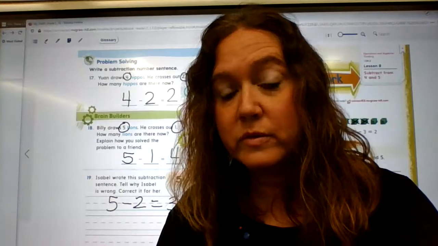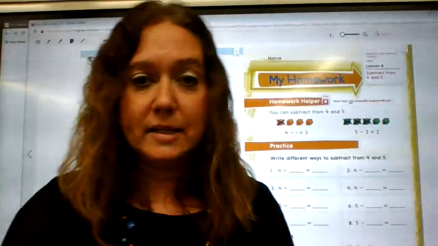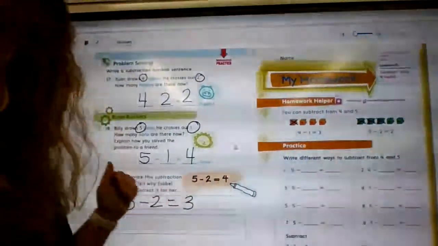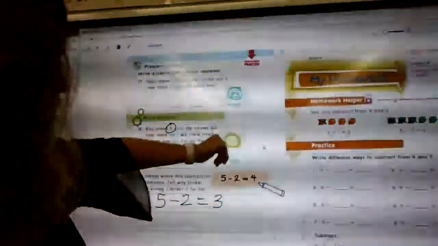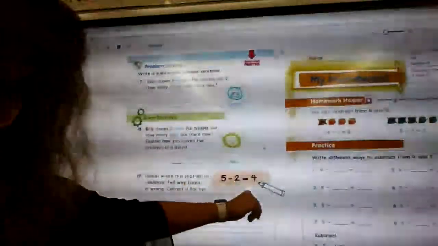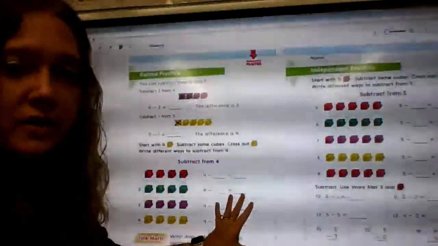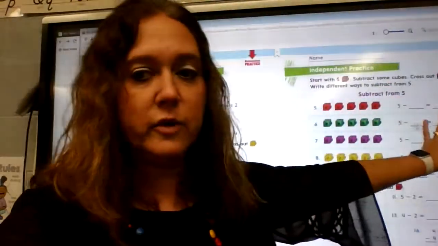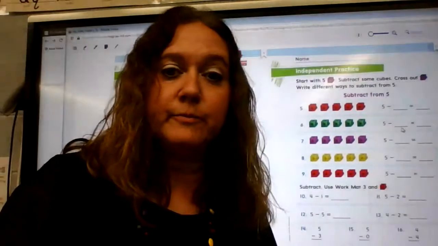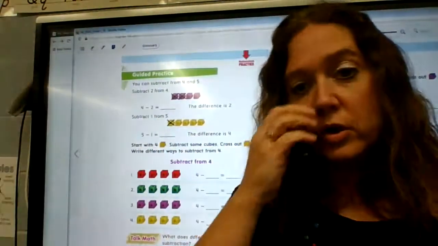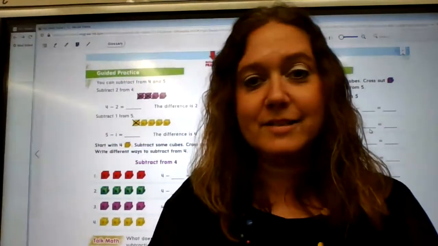Okay, so now you're going to work on the inside of the paper unless you already did it. You're going to work on subtracting from 4 and subtracting from 5 and working on these problems at the bottom. Remember, you can go in order to make it easiest.